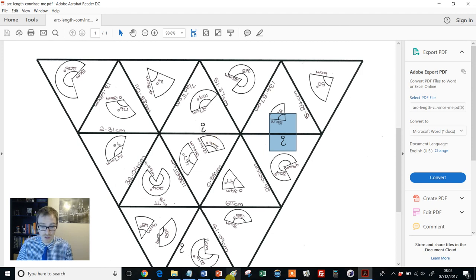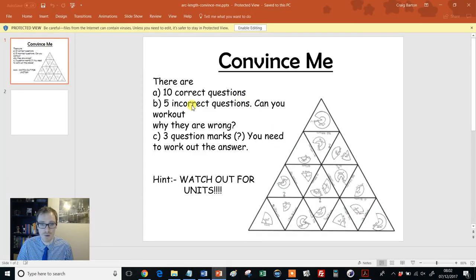And yeah, just to remind, that's the challenge. You've got 10 correct ones. Can you find the incorrect ones and correct them? Why are they wrong? That's the important thing. Why are they wrong? What common misconception does it reveal? And then the 3 question marks, can you actually work out the answer themselves?